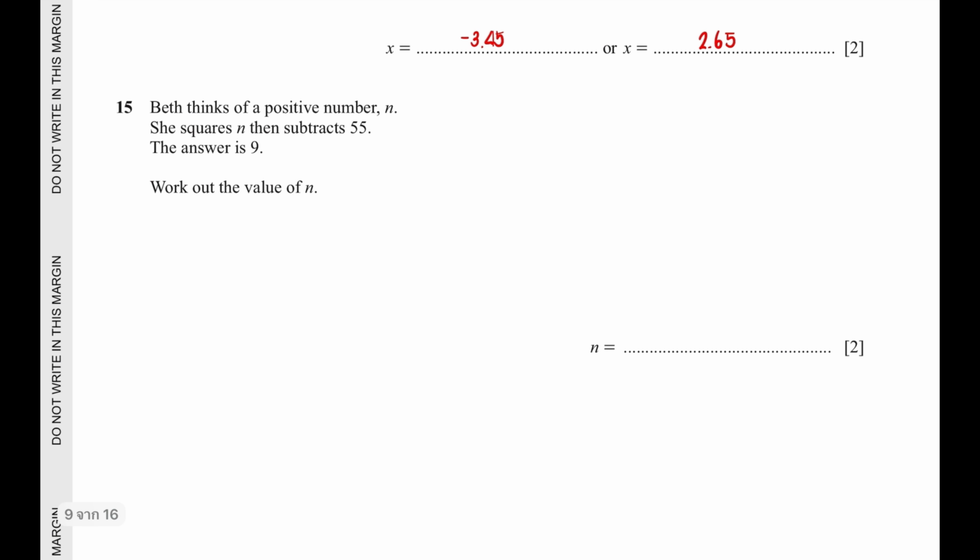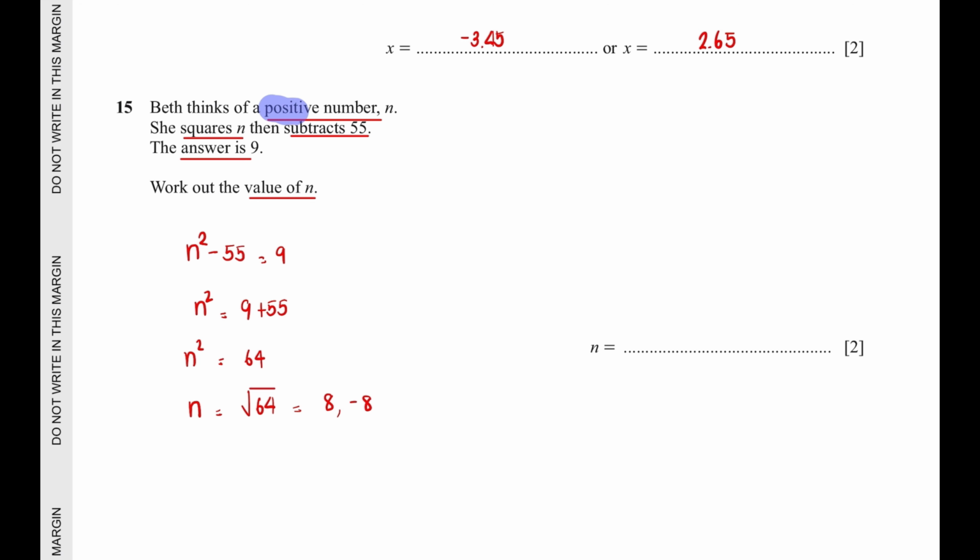Question 15. Best think of a positive number n. Squares n, so we have n squared. Then subtract 55. The answer is 9. So work out the value of n. So n squared equal to 9 plus 55, which is equal to 64. N squared is 64, so n equal to the square root of 64, which can be 8 and negative 8. But n is a positive number, so the answer will be 8.